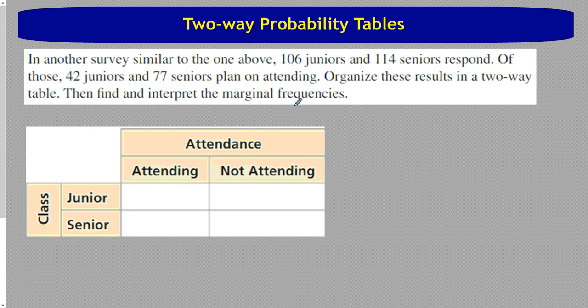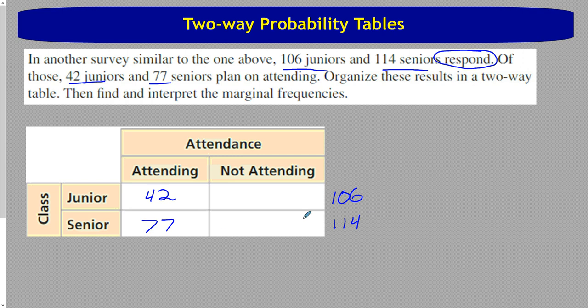Okay, so let's just start. 106 juniors and 114 seniors respond. So those will not be our joint frequencies. Those aren't going to be the table entries. 42 juniors plan on attending, so this is going to be 42. 77 seniors plan on attending. We don't know how many are not attending, but what we do know is that 106 juniors responded. So the total of all juniors should be 106. So that's my marginal frequency. 114 seniors responded, so that goes down here.